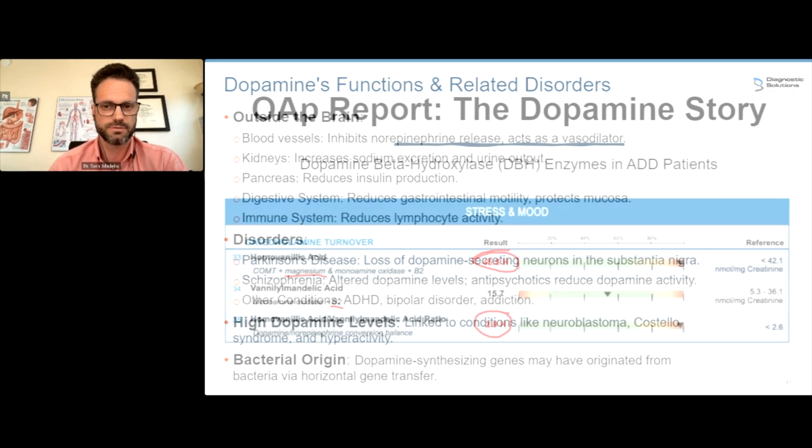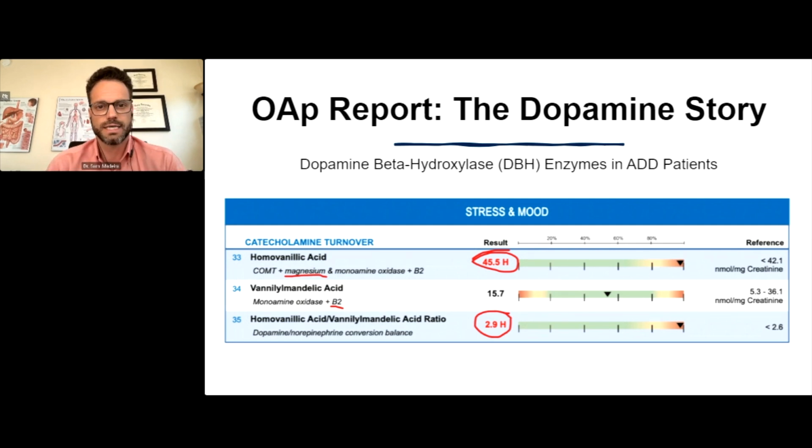So that's very good because we have more oxygen to our body. His results showed, for Drax, a high HVA and high VMA. And that's going to be problematic because we need this pathway to move forward. So he needs support with his dopamine beta hydroxylase enzyme. And so we can support him with magnesium and vitamin B2.